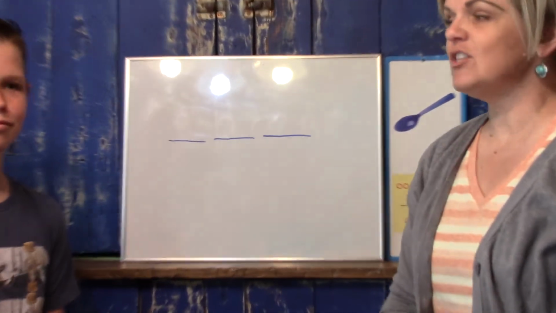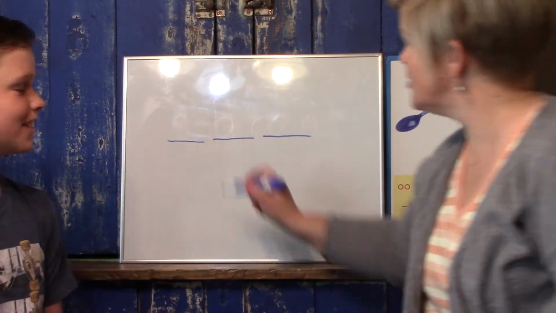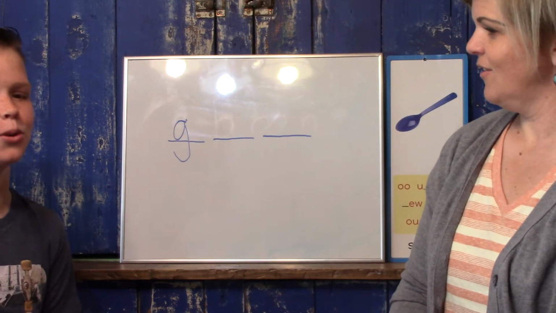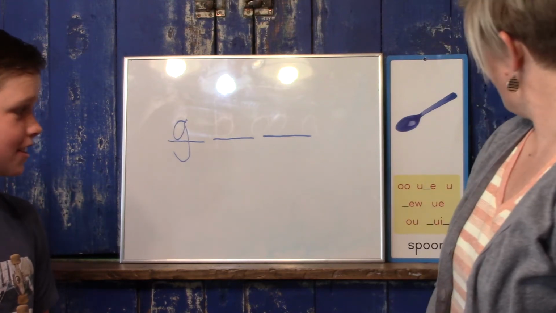What's the first sound that you hear in goose? G. And how do you spell G? With a G. What's the second sound that you hear? Ooh. And how do we spell ooh? I think it's the double O again.